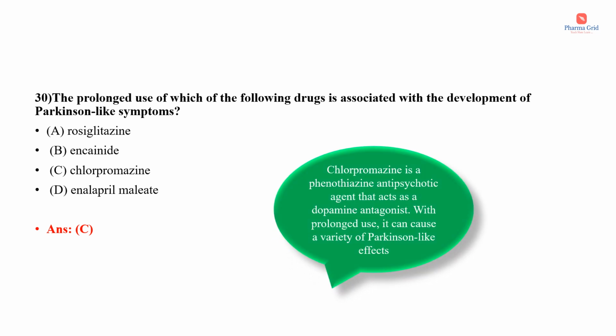Chlorpromazine is a phenothiazine antipsychotic agent that acts as a dopamine antagonist. With prolonged use, it can cause a variety of Parkinson-like effects. Parkinson's disease is due to the destruction of dopaminergic neurons in the substantia nigra. So what will these antipsychotics do? They will further block the dopamine receptors and hence they can cause a variety of Parkinson-like effects. So here the correct answer is option C, that is chlorpromazine.